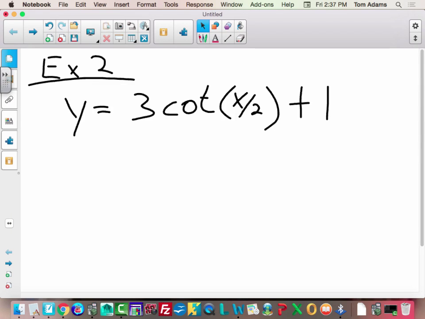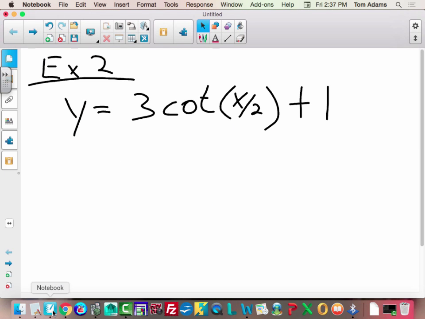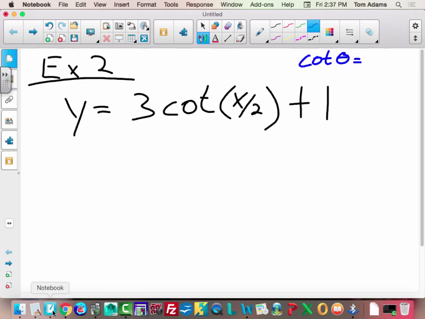Okay, for example number 2, they want us to graph y equals 3 cotangent of x over 2 plus 1. Now the problem with that is if you look on the calculator, I don't have a cotangent button. So what we need to remember is that cotangent of theta is equal to cosine of theta all over sine, right? It's the reciprocal of tangent, so we flip-flop the sine and cosine.